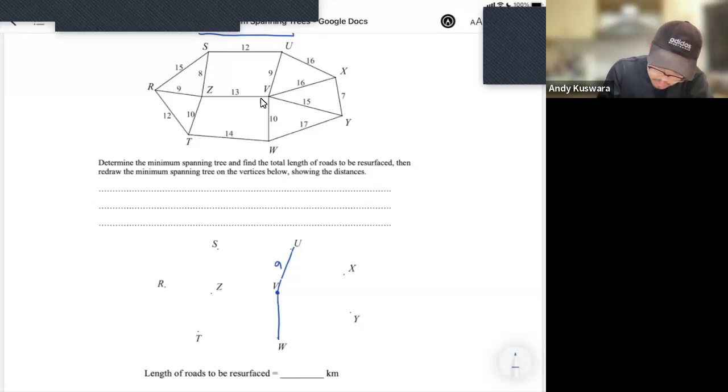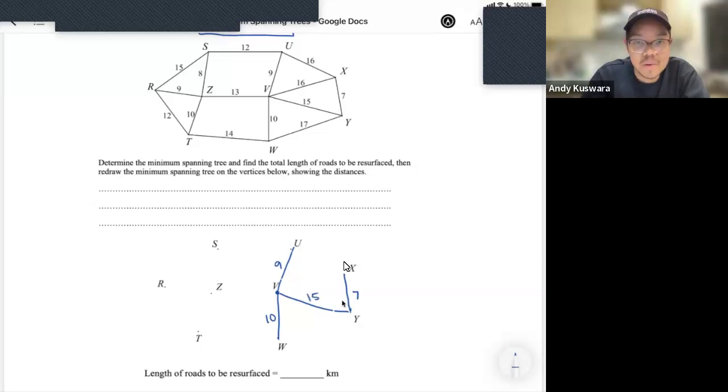V to W. That's the shortest way to connect those two. And I can see here that there's 16, but I can see that 7 is a nice short way to connect the X and the Y. So I'll probably do that. And the closest way to get the UVW connected to the XY is going to be via that 15. So I can see here that 15 is my shortest option. And so now I've connected everything on this side here.